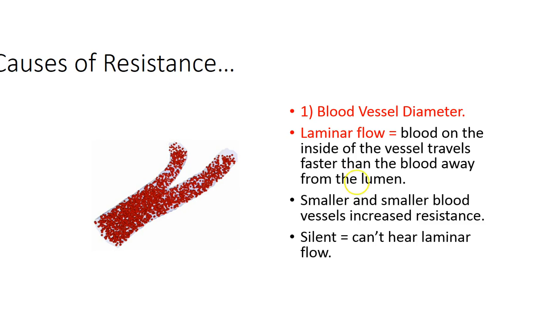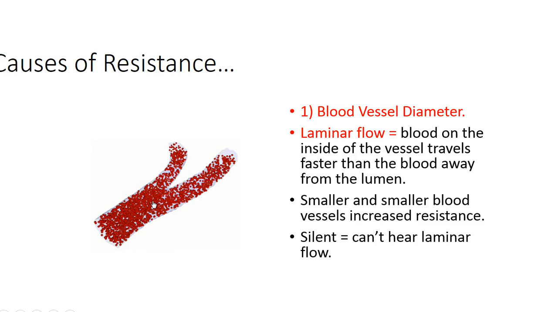Okay. Now, there's two types of flow that deal with diameter. Blood on the inside of the vessel travels faster than blood away from the lumen, and the lumen is just an opening. So it's just what I just told you. These are going to travel slower because they have more resistance. So more resistance decreases flow.